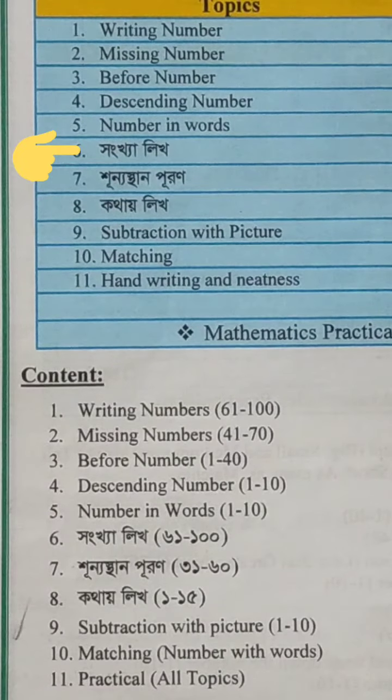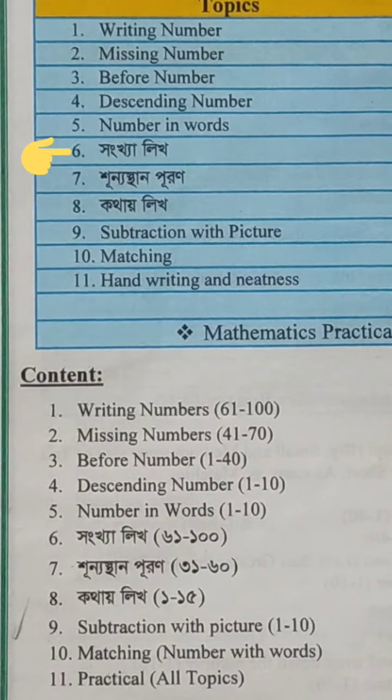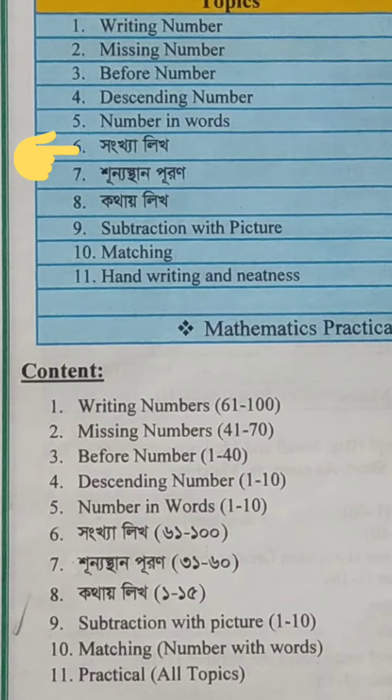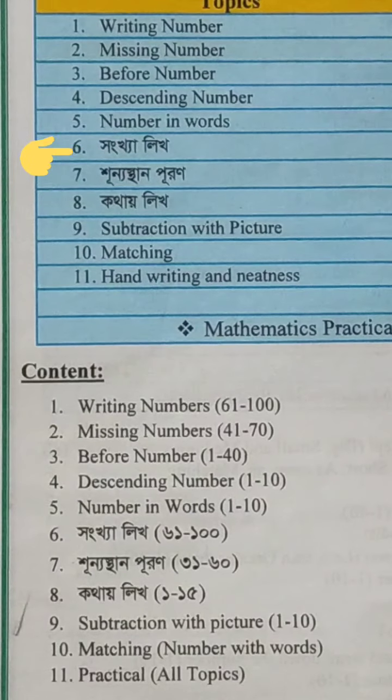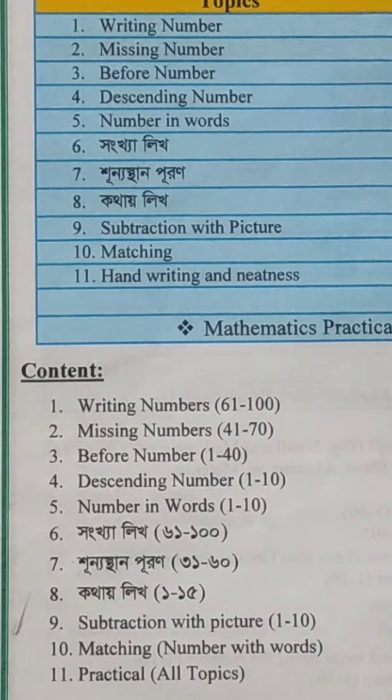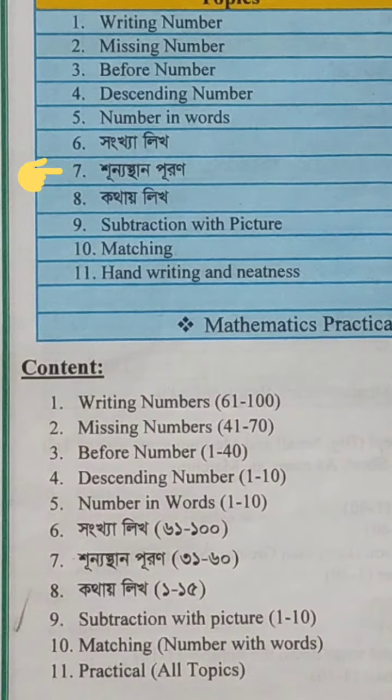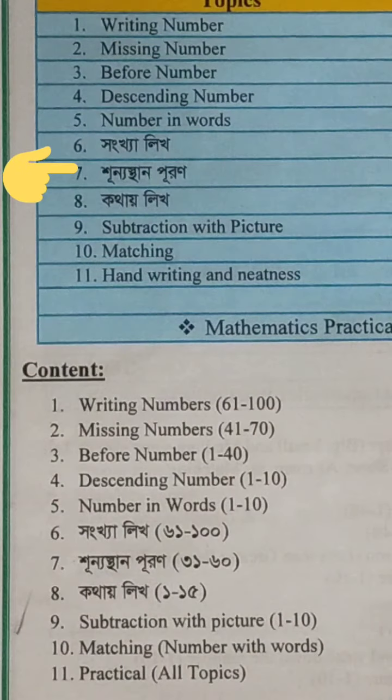Number 6 is সংখ্যা লিখো. সংখ্যায় আমরা 61 থেকে 100 পর্যন্ত পড়েছি, right? So, you have to practice from 61 to 100. Okay. Then, number 7 is শূন্যস্থান পূরণ.